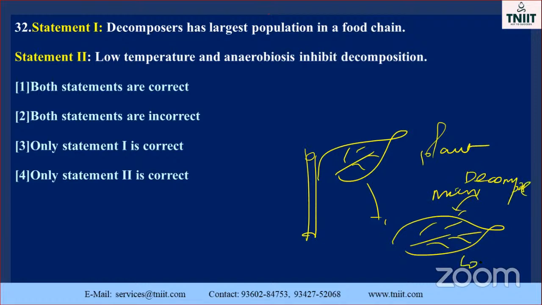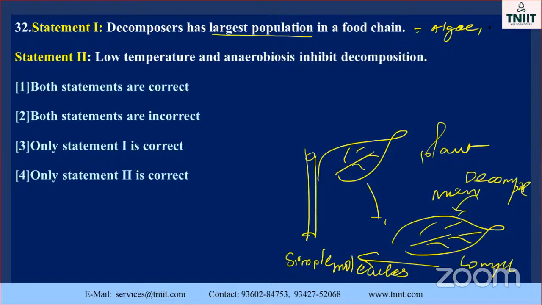What happens now? The complex molecules are converted into simple molecules. Isn't it, my dear? So this one is correct. Food chain is also very, very important. Largest population, yes: algae, fungi, and also bacteria. So many components are present in the decomposer group. So it's a correct one.